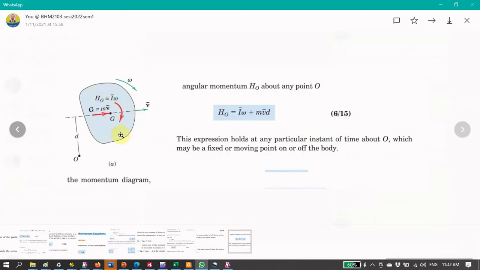So when we look at the cases where we want to know the angular momentum about O, which is not the mass center, we have equation 6.15.